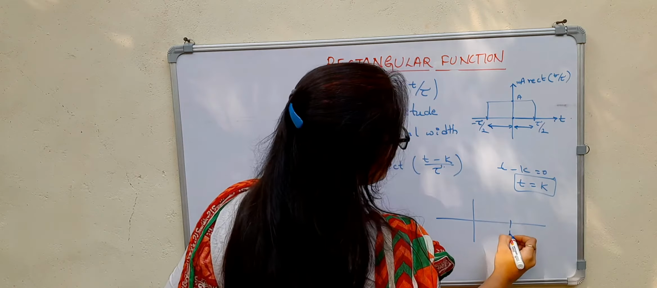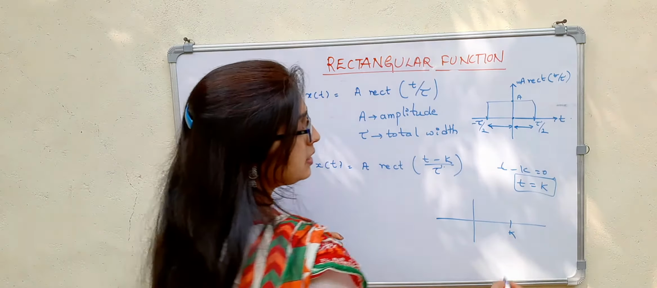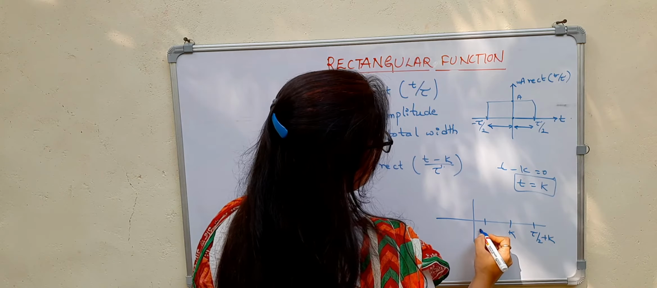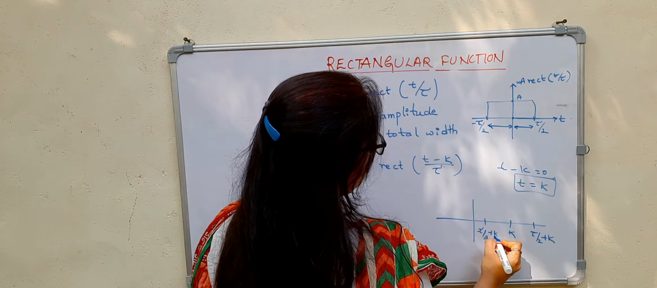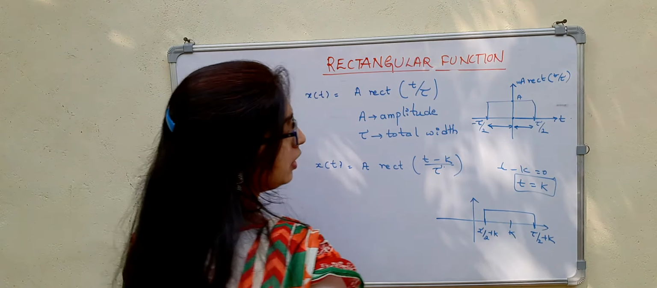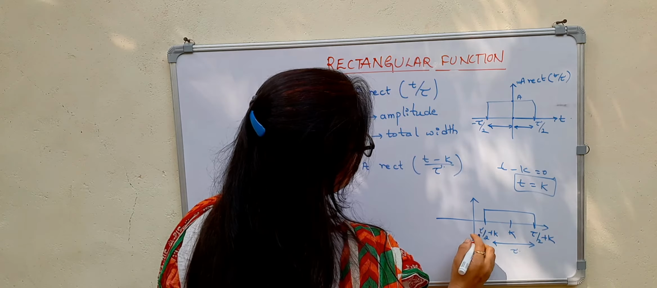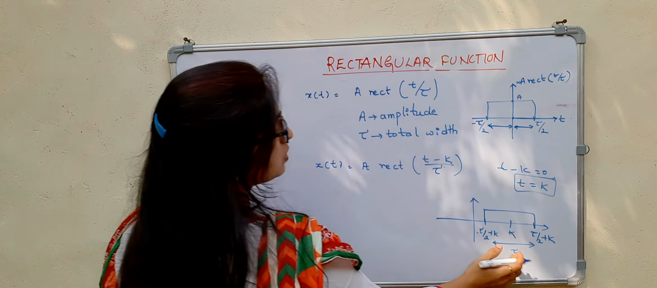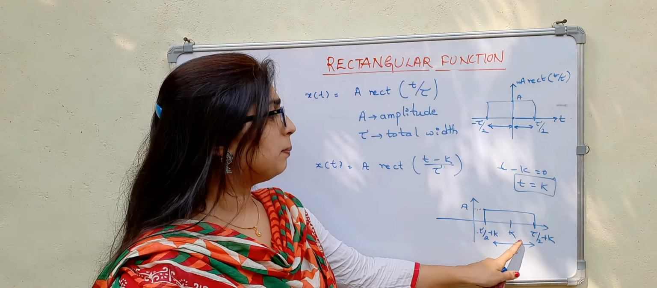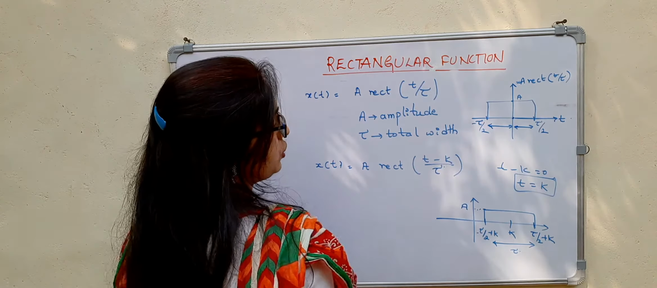If I consider this as a point k, here I am having the center of the rectangular pulse. Here it will be tau by 2 plus k and here minus tau by 2 plus k. So here you will get the total width tau, and this is your amplitude A. Just that this rectangular pulse is centered at k, not at 0. The earlier one is centered at origin.